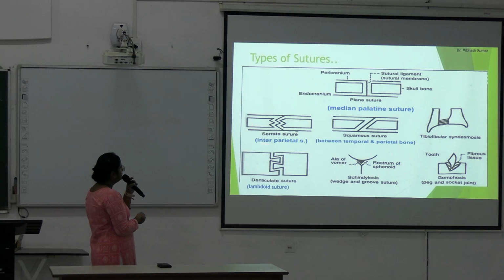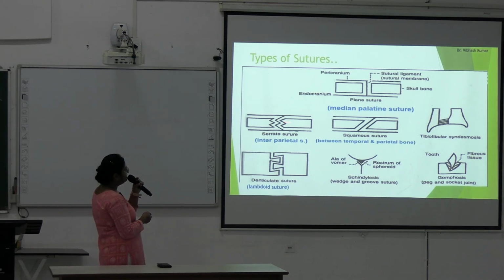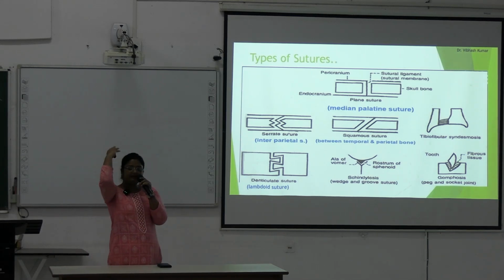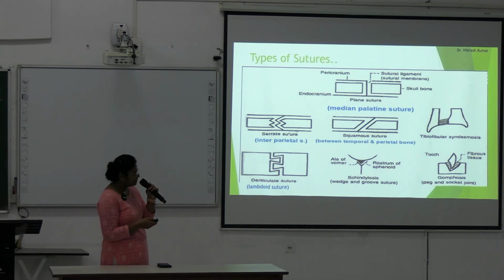Now we go to the serrate suture. Here you can see the ends of the bones are serrated. It is present in the interparietal suture, in between the two parietal bones of our head.